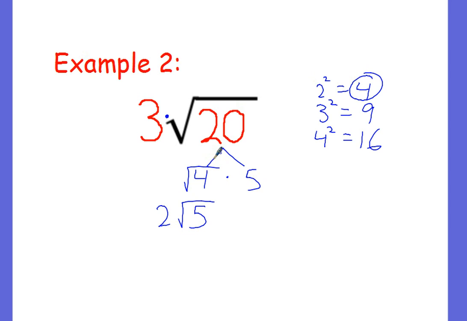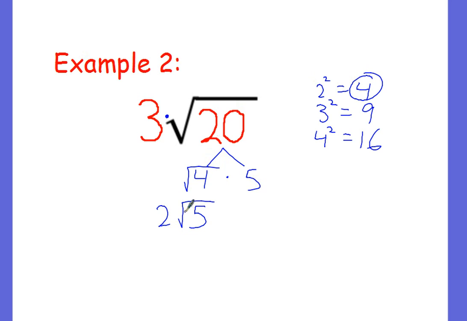As long as you're taking the largest perfect square, then you'll only have one step because you'll take the square root of that number and then this one will just be left inside the radical. Now, if you don't pick the largest perfect square that goes into the number, then you're going to have some more work to do over here. So always try to find the largest one that goes into that number.